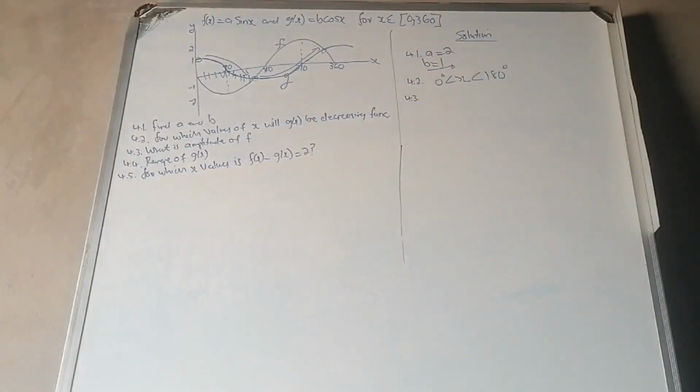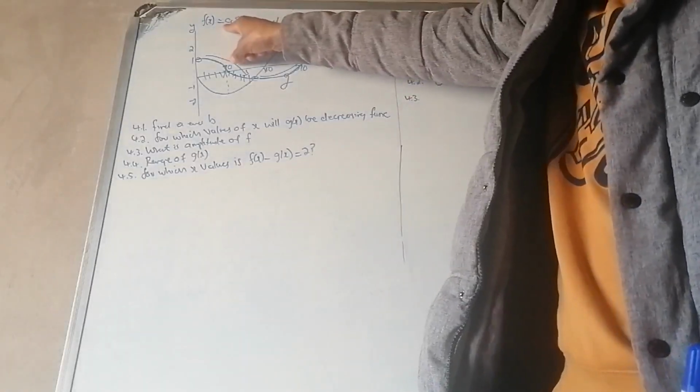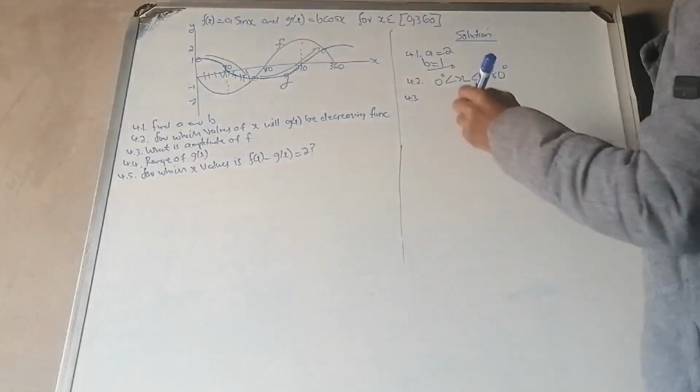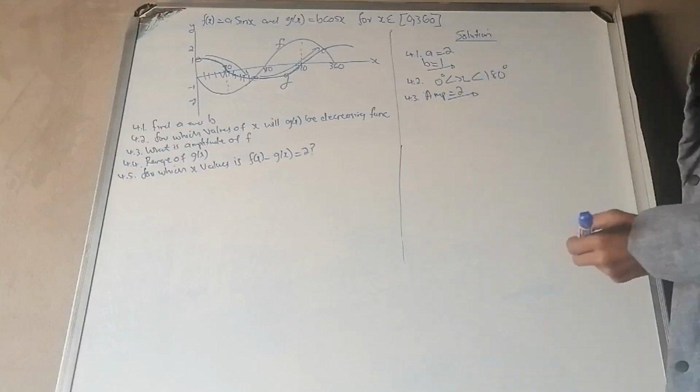4.3. What is the amplitude of f? Again, amplitude is this value, a. That's what your amplitude is, the value of a. So we can say that the amplitude is 2.